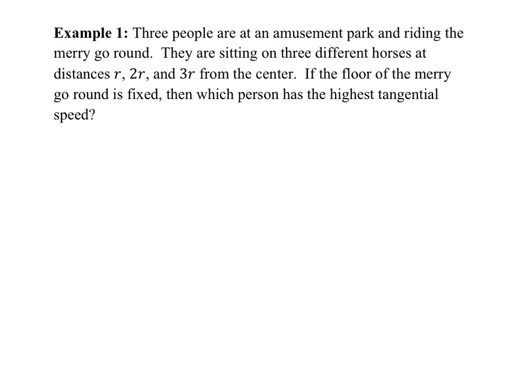There are three people sitting on different horses at different locations, R, 2R, and 3R, from the center. If the floor of the merry-go-round is fixed, meaning that they're not moving, like it's not like the horses are moving at different rates. If they're here next to each other, all the horses are moving together.